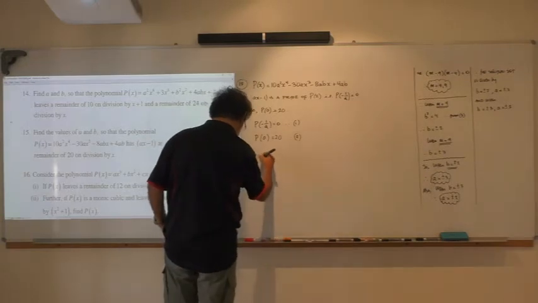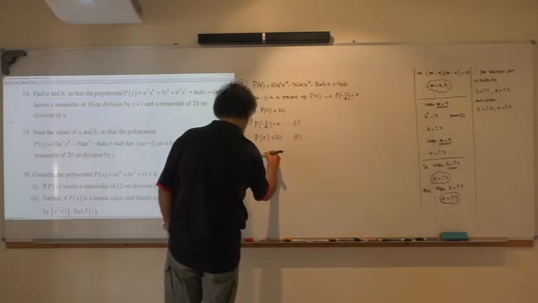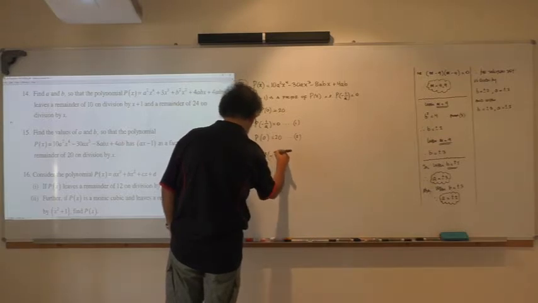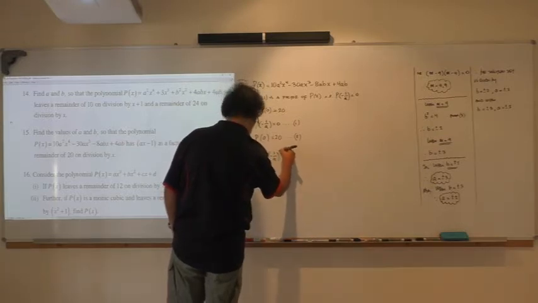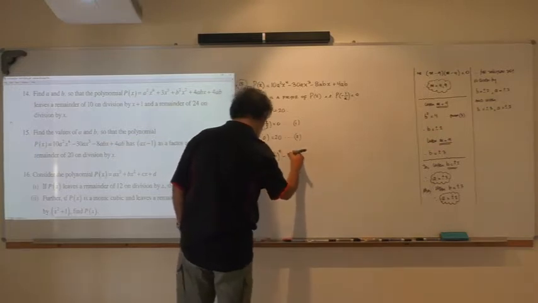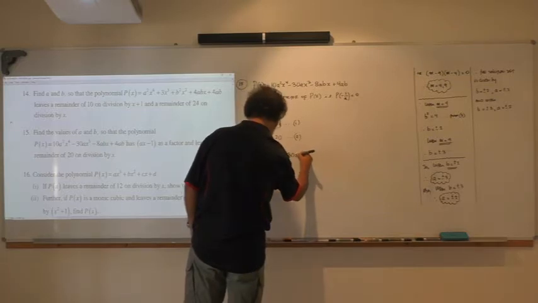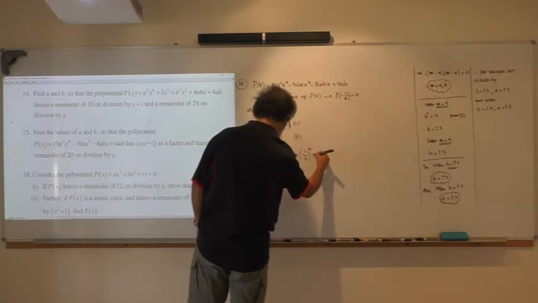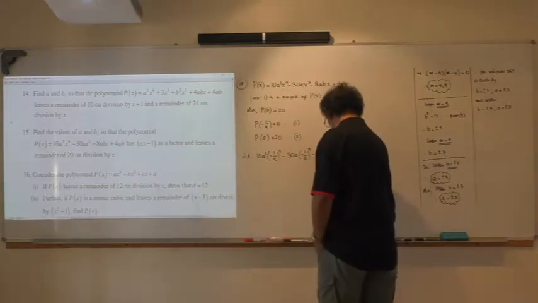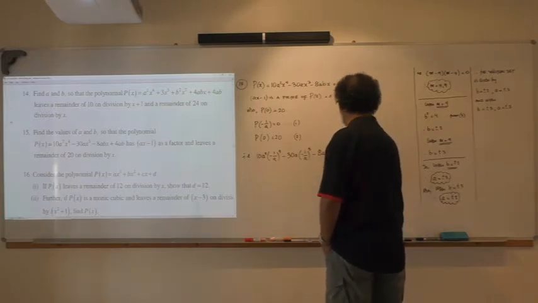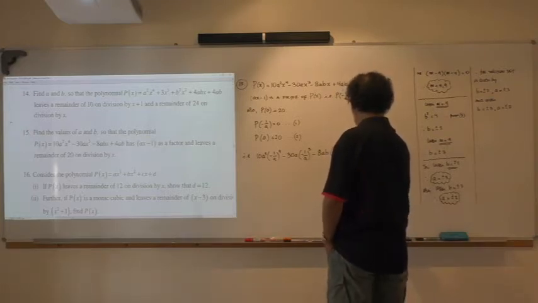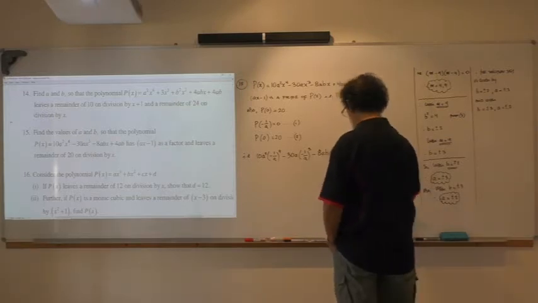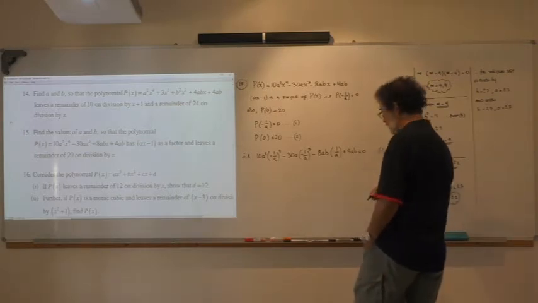So we're going to have 10a squared multiplied by minus 1 on a to the power of 4, and then minus 30a multiplied by negative 1 on a to the power of 3, and then minus 8ab times negative 1 on a, and then plus 4ab, all that is equal to 0. Okay, so that is how my equation 1 is looking.